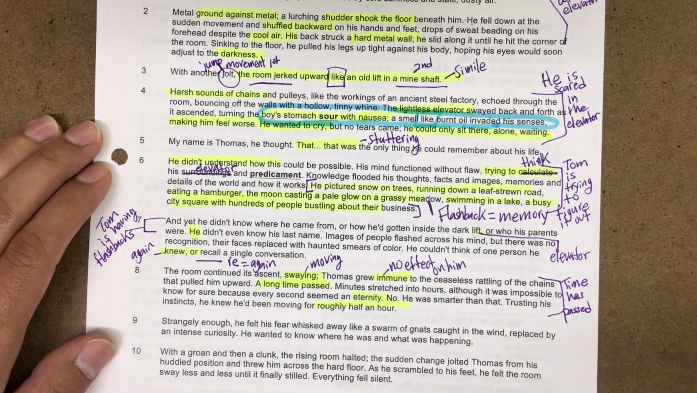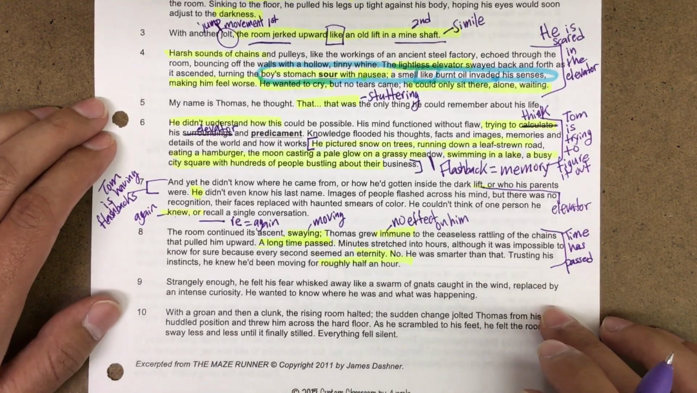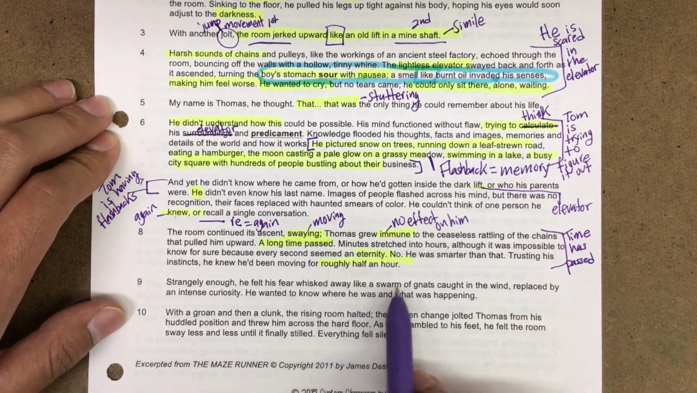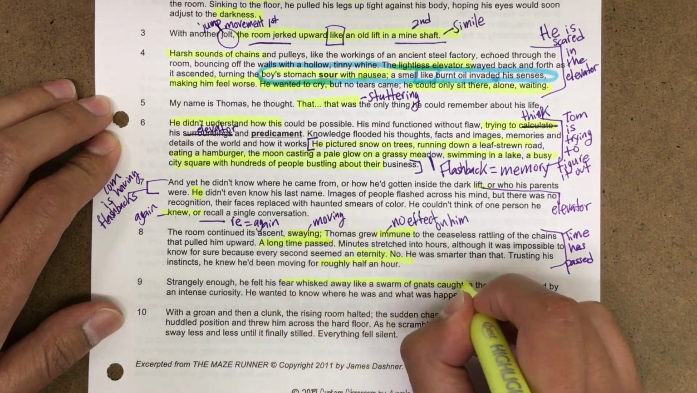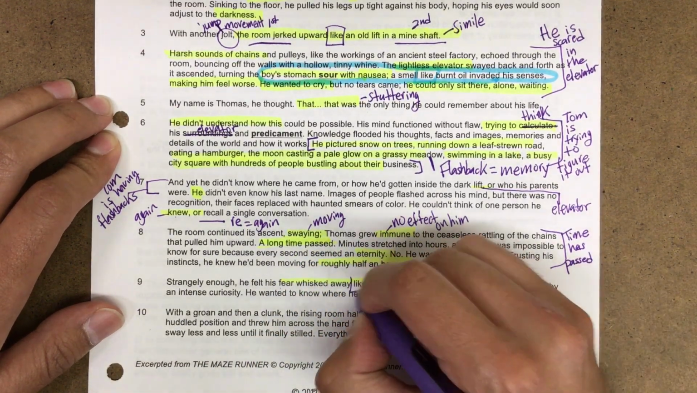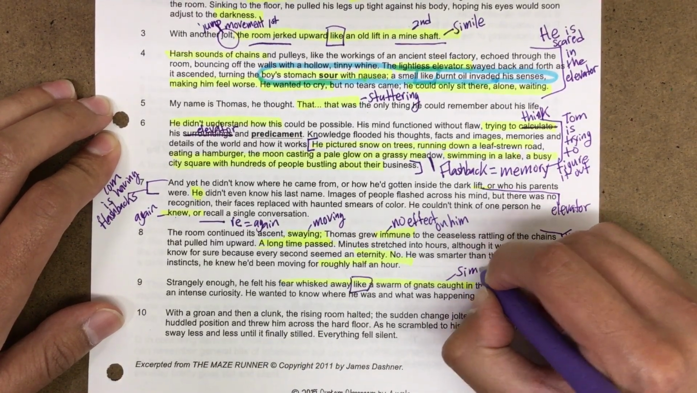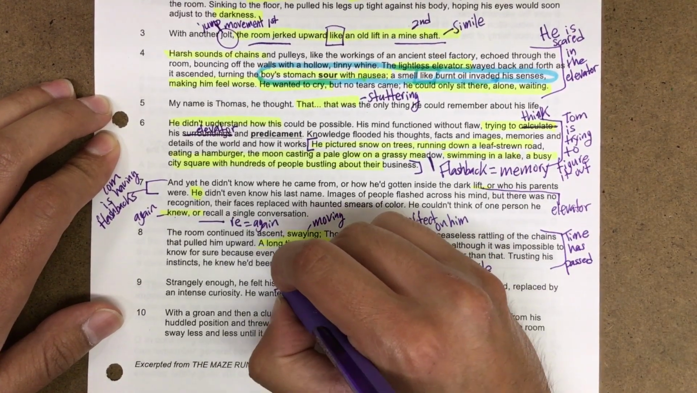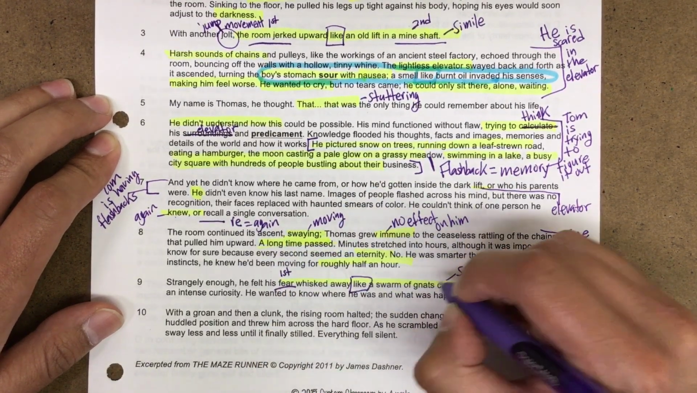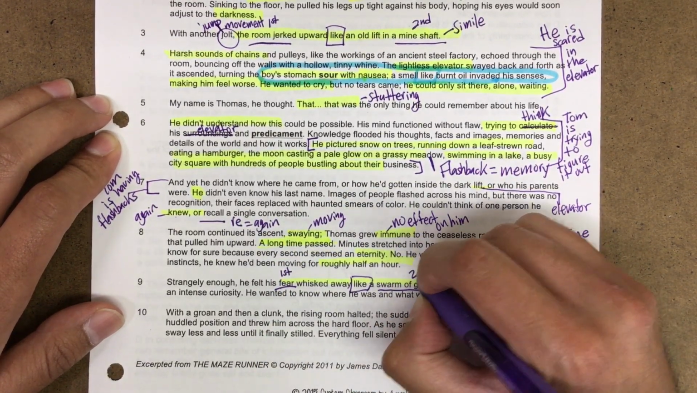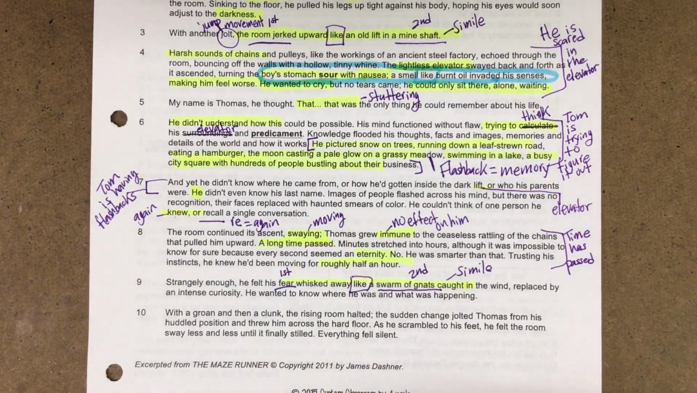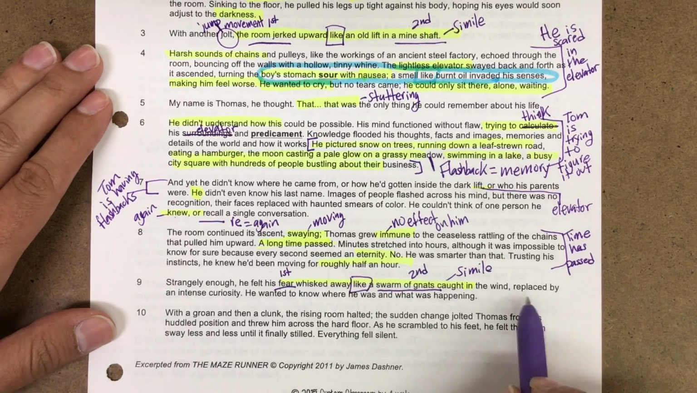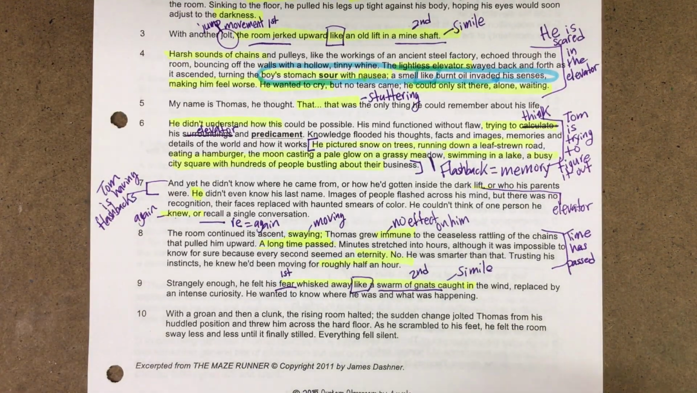Let's look at paragraph 9. Strangely enough, he felt his fear whisked away like a swarm of gnats caught in the wind. It's comparing his fear to a swarm of gnats using the clue word like. So this is a simile. His fear is the first thing that's being compared, and a swarm of gnats is the second thing being compared. It's talking about gnats. Replaced by an intense curiosity. He wanted to know where he was and what was happening.